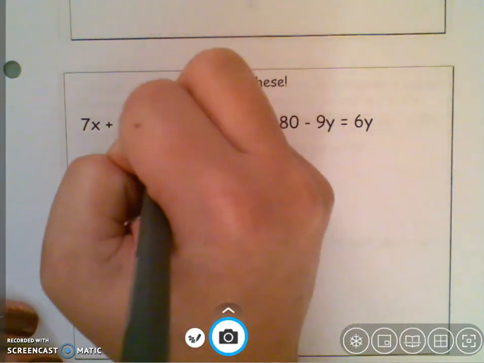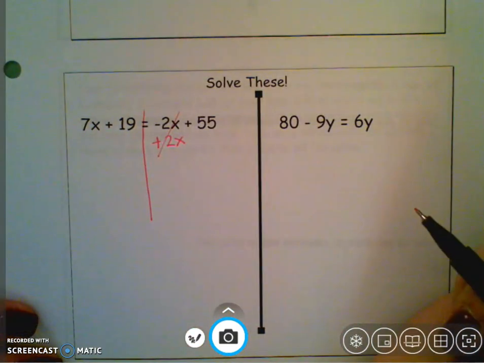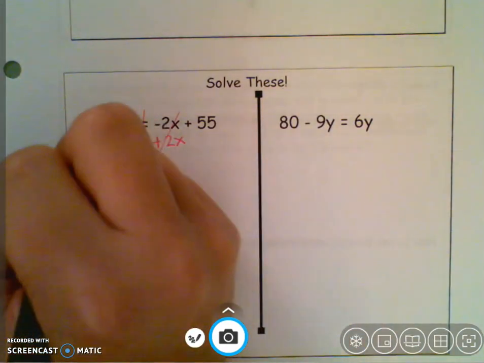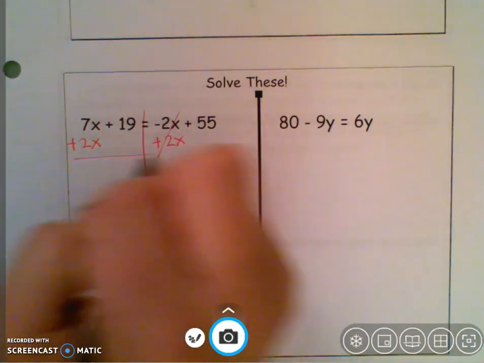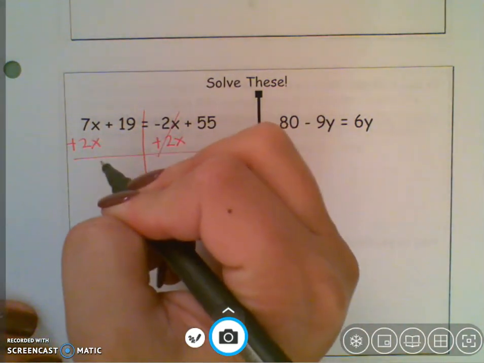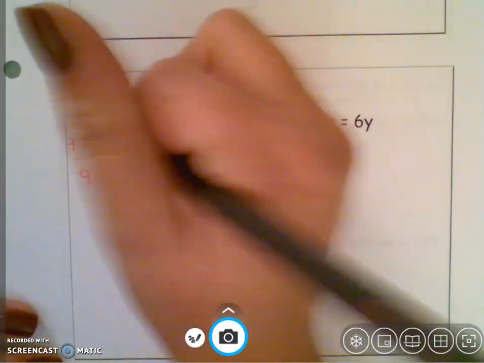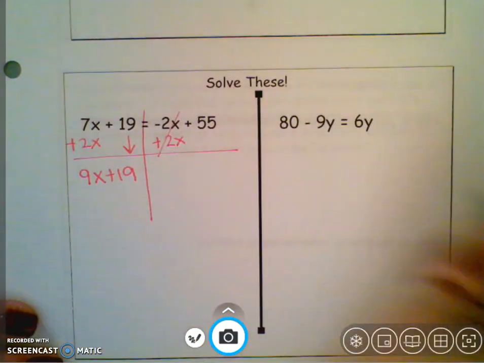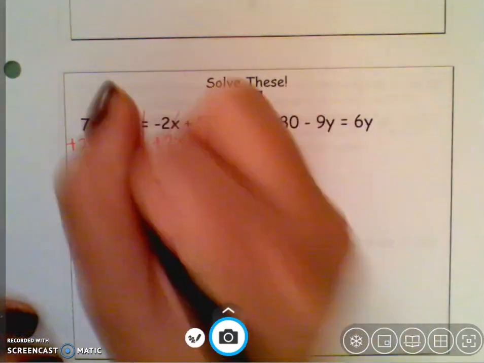So I'm going to add 2x to make these cancel. And whatever you do to one side, you do the exact same to the other. I'm going to put the 2x under the 7x. So now 7x plus 2x is a 9x. Don't forget to bring down this 19 plus 19. And then don't forget to bring down your 55. Remember, that's equal.